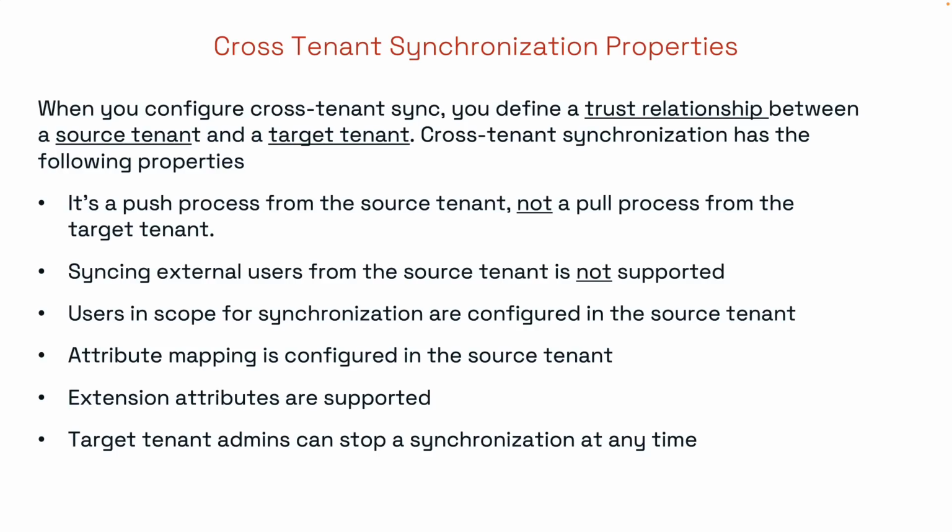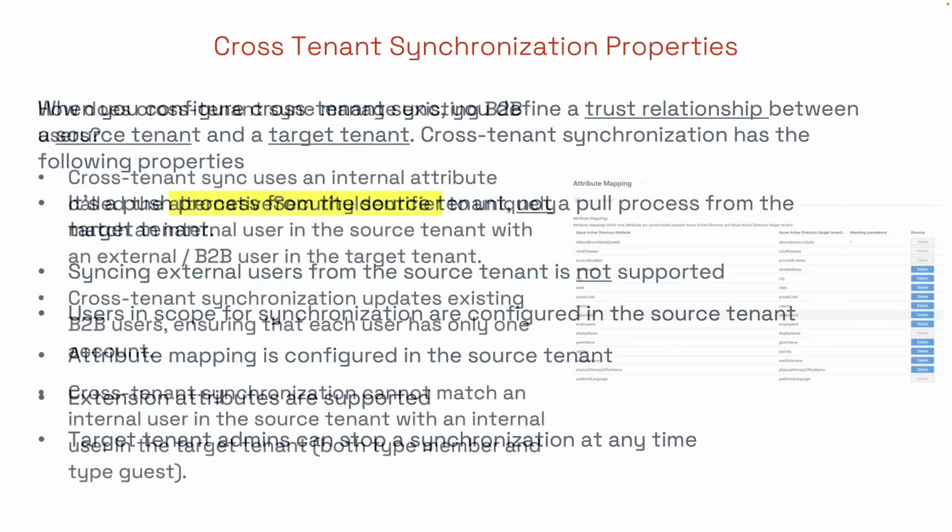Cross-tenant synchronization properties. As I said, essentially what you do is establish that trust relationship between the two entities. Remember, it's a push process from the source, not a pull process from the target. Syncing external users from the source tenant isn't supported, so it's a one-way kind of synchronization. Also, things like extension attributes aren't supported, but I've got to tell you, it's super powerful.